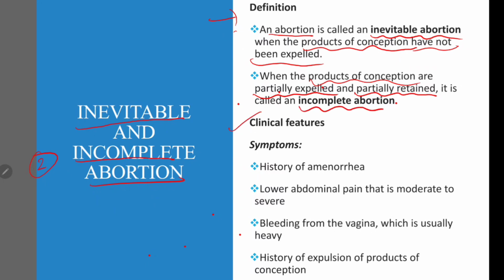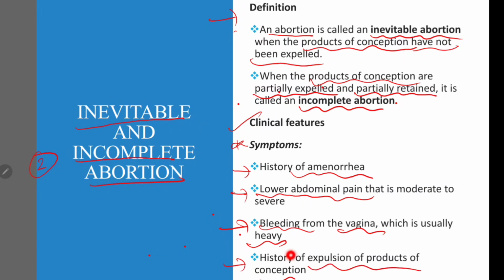What are the clinical features, the symptoms? First is history of amenorrhea. Then lower abdominal pain, which is moderate to severe. Then bleeding from the vagina, which is usually heavy. Then you are going to suspect an inevitable abortion. And history of expulsion of products of conception.